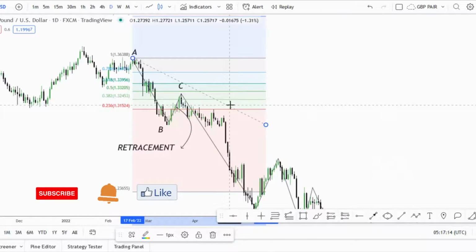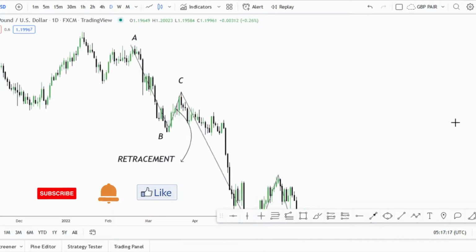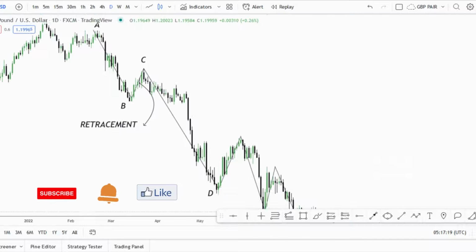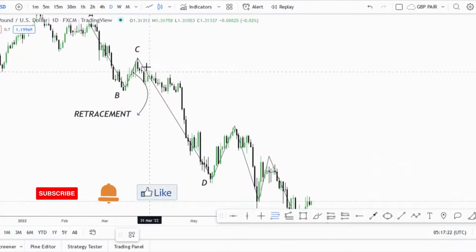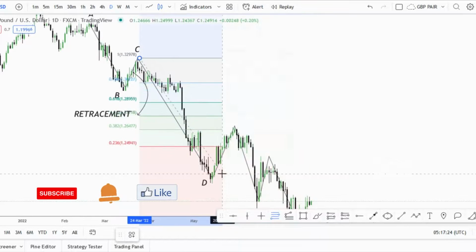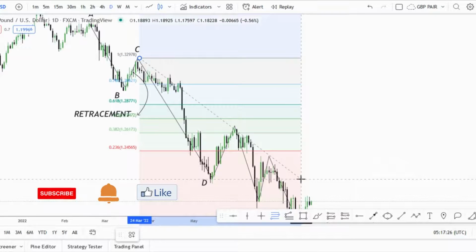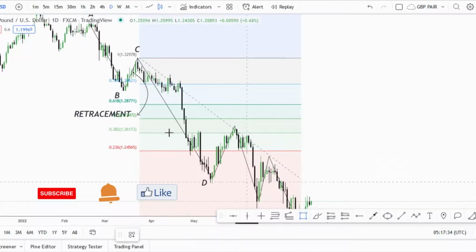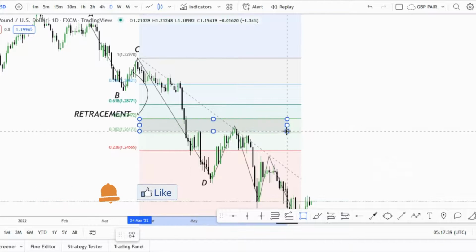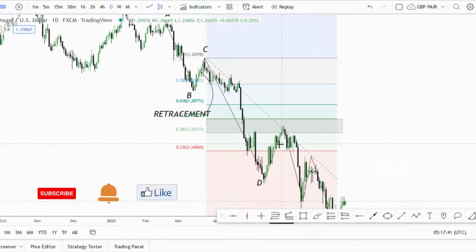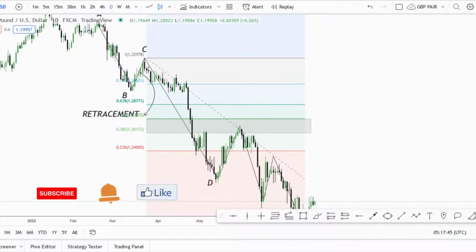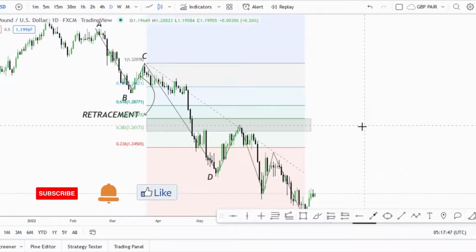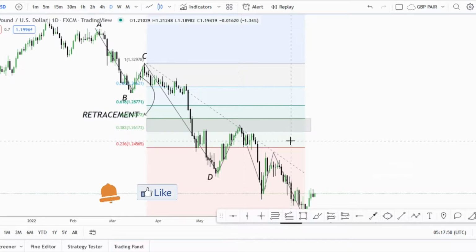Okay, so now we take this out. Now let's take another one. I'll take another pull from C to point D. This is another 0.38, you can see. So let me highlight the area. It's here. Like I said, I don't like using levels. Most people like to stick to levels. They just draw a line and that's what they use for their strategy.